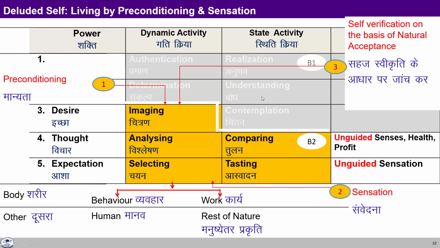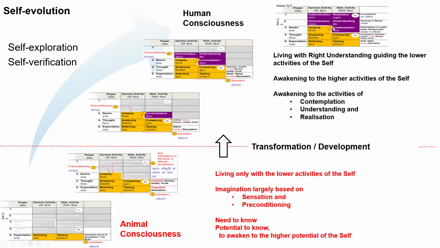Now we can see that if the right understanding is not ensured, that is, knowing is not ensured, then the self is deluded. And it is either misled by preconditioning or sensation. So the thoughts are unguided, driven by senses, health, and profit. The expectation is also unguided, driven by sensation, and then our behavior, work, and participation are not harmonious. But we do have the natural acceptance in the self. Now, when I start referring to the natural acceptance, I'm able to awaken to the higher level activities.